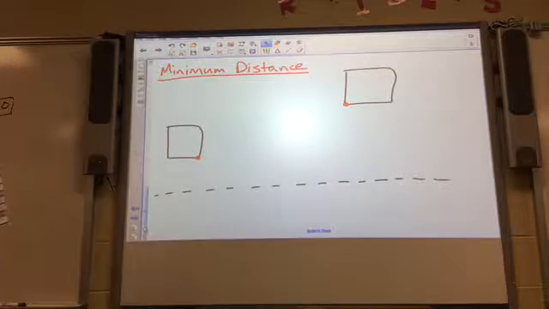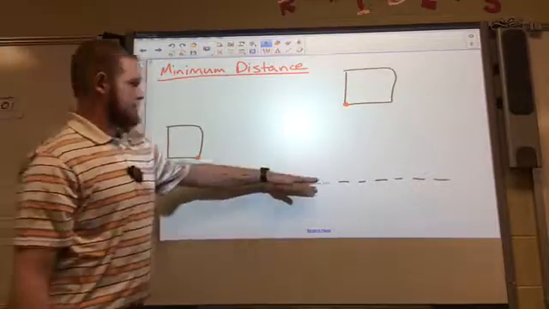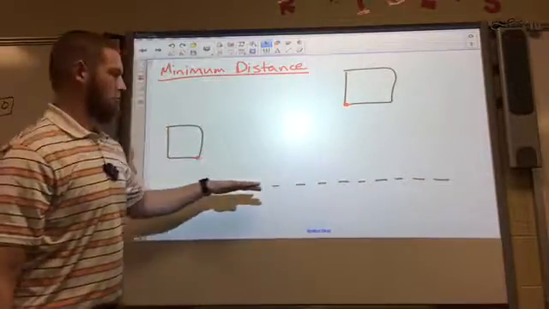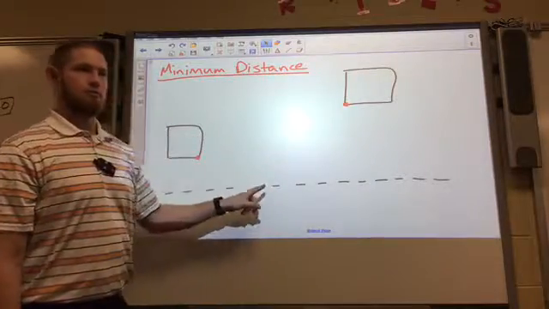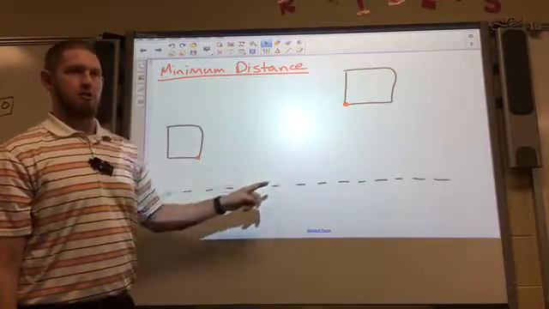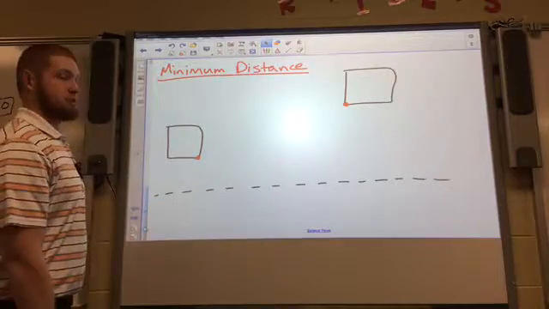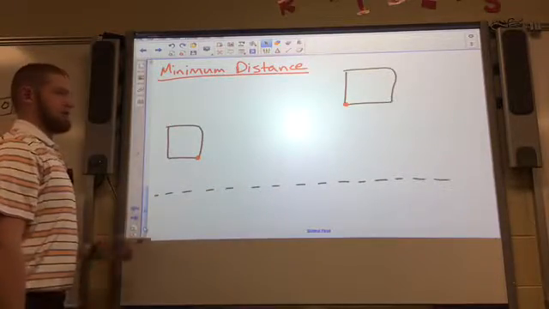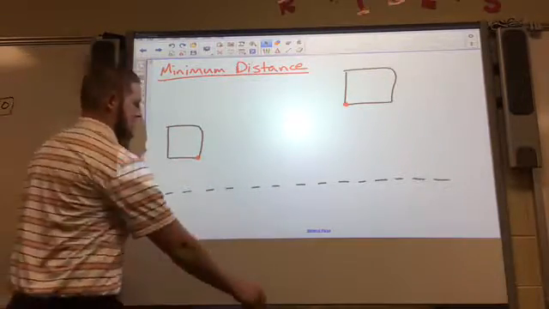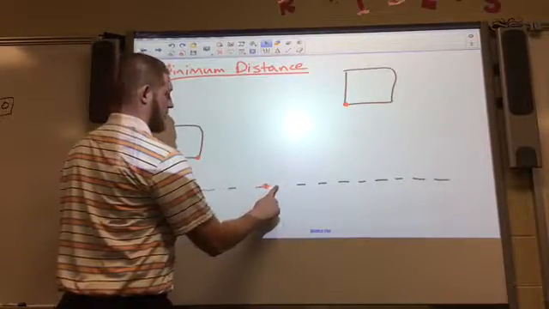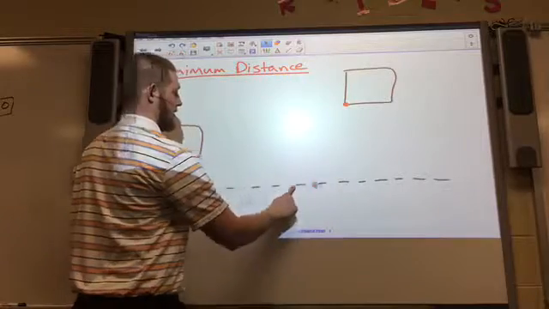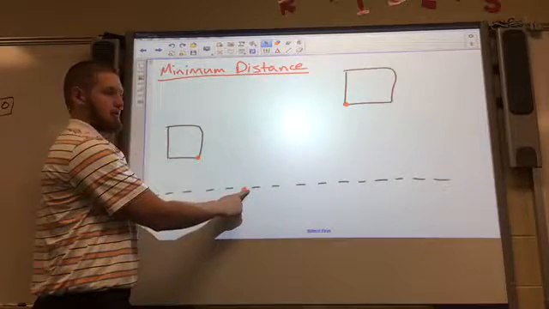Their goal is they're trying to figure out where on this line can I place a telephone pole so I use the least amount of wire. You guys get what I'm saying? And there is one specific spot. A lot of us, when you look at this, think, well, it doesn't really matter. I should be able to move this point anywhere, and it's the same amount of wire. It's not. It's kind of deceiving.